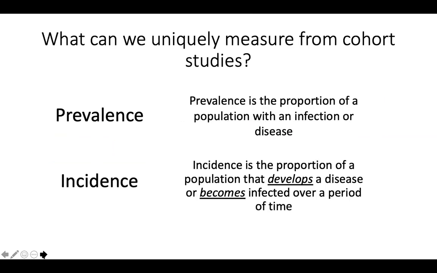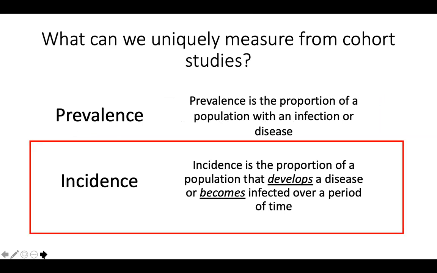What can we uniquely measure from cohort studies? What is so great about it? Do we have the ability to measure prevalence, which is the proportion of a population with an infection or disease, or the incidence, the proportion of the population that develops the disease or becomes infected? Remember from session 2, we talked about these two? Well, if you answered incidence, you're right. And that's why these studies are so helpful and so unique, is that we get this really clear estimate of the relationship between exposures and diseases.